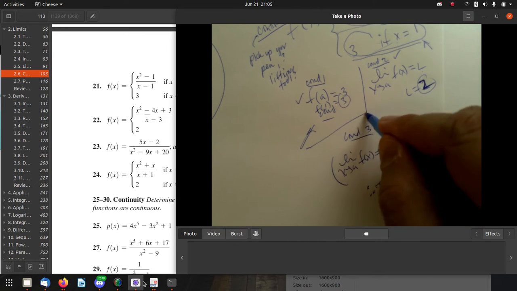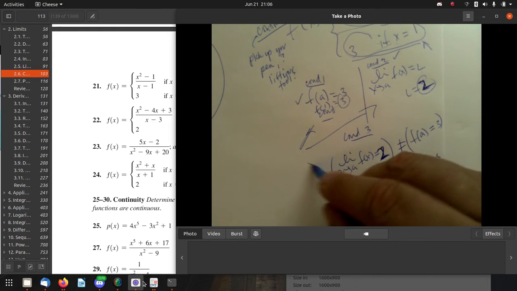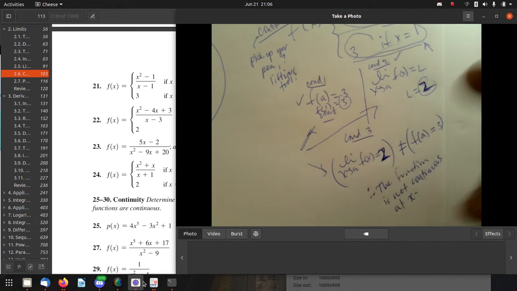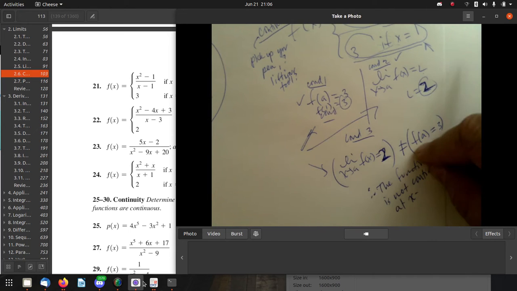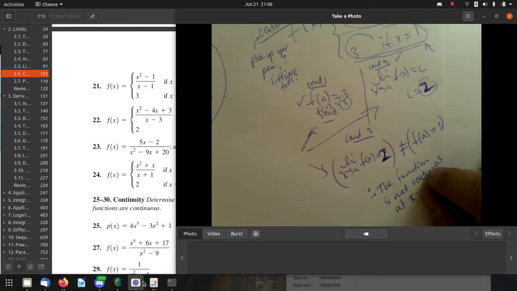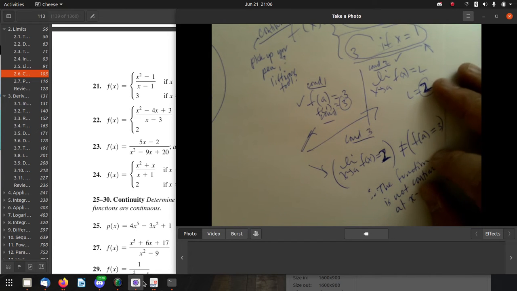This can be a part of continuity. This can be a part of continuity. But if this one's violated, then these two don't matter and it's not continuous. You need to have them all, okay? And so when you have them all, you have the recipe for continuity.